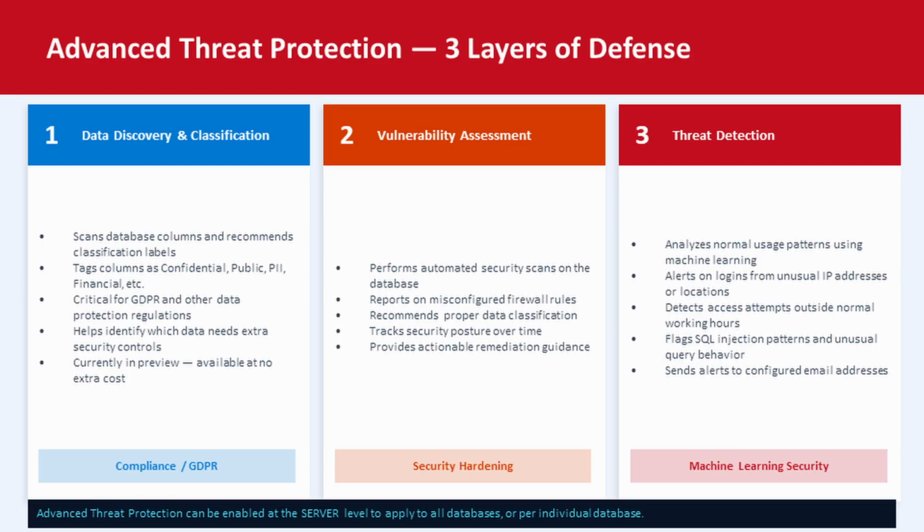For example, if one of your SQL logins always connects from the same office IP address and suddenly tries to log in from an IP address in a different country, threat detection will flag that as suspicious. If a login that only queries the database during business hours suddenly attempts access at 3 in the morning, you will receive an alert. And if the system detects patterns that look like a SQL injection attack, where application inputs are being used to modify query logic, you will be alerted immediately. All three layers can be enabled at the individual database level or at the SQL server level, which applies the protection to all databases on that server.